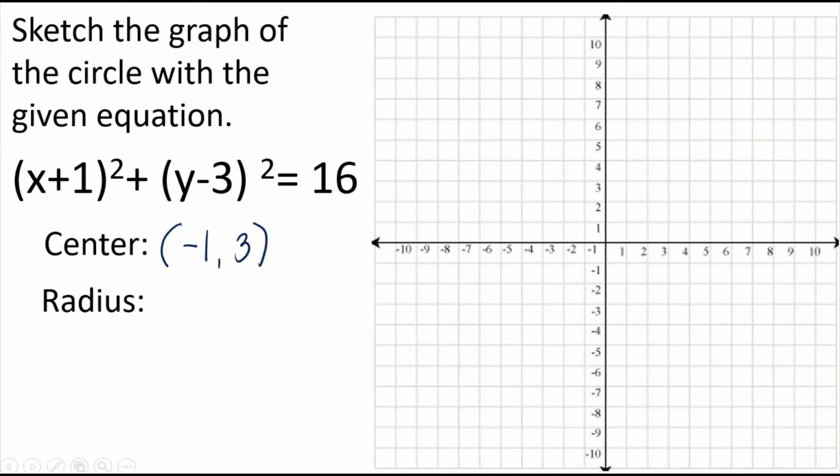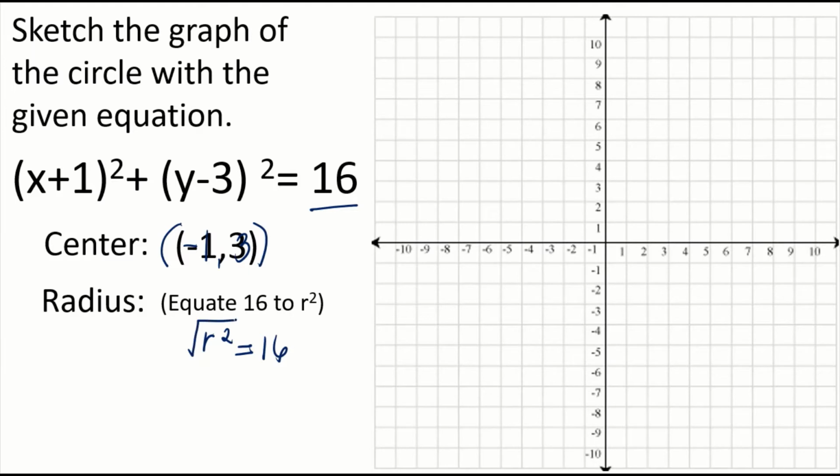And then for the radius, we are going to equate 16 to r squared. So we have r squared is equal to 16. Okay, based sa ating given. And then, para mawala ang squared at makuha natin yung value ng radius, square root both sides of the equation, then cancel. So, r is equal to square root of 16 is equal to 4. So, therefore, the radius of the given equation is 4 units.